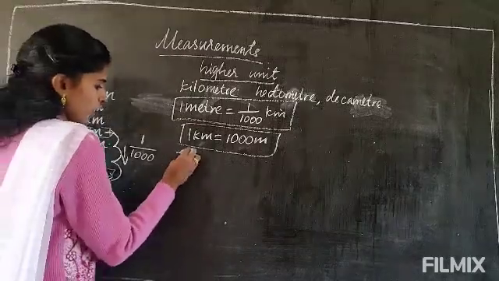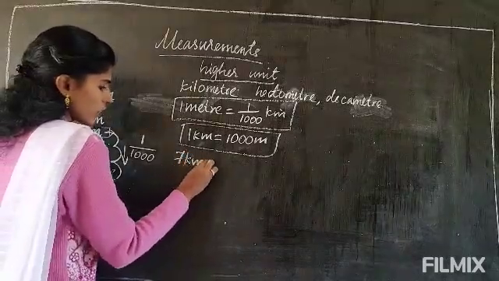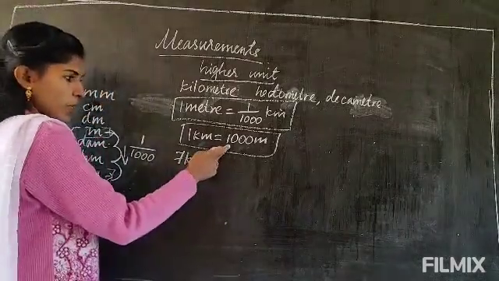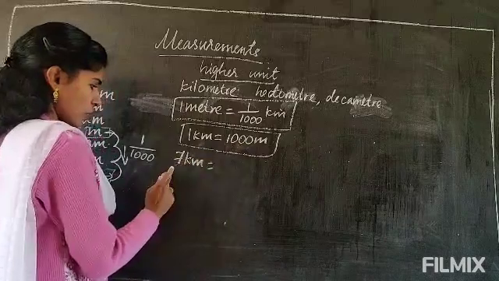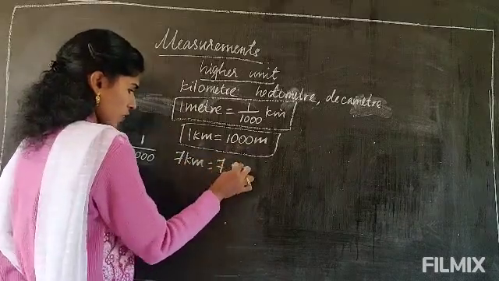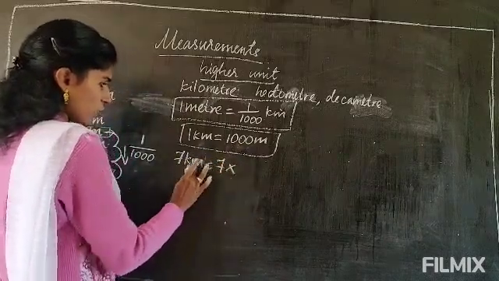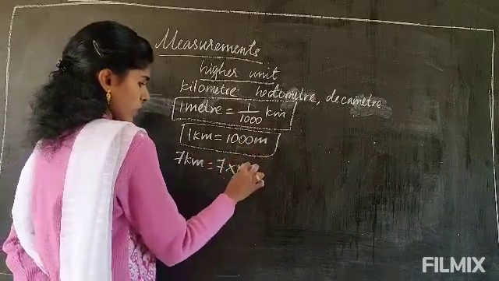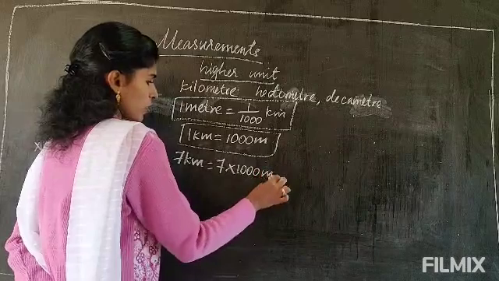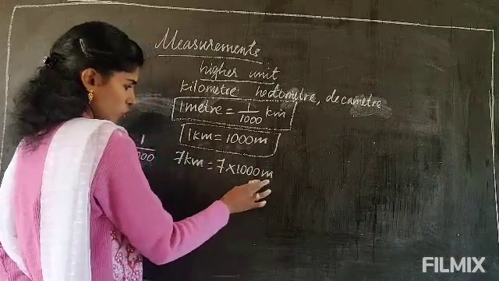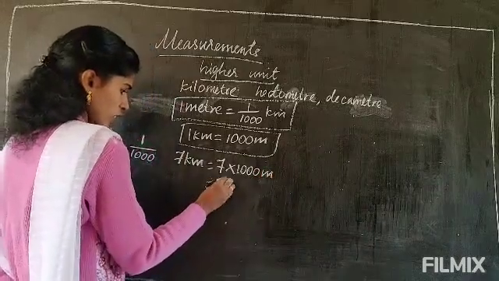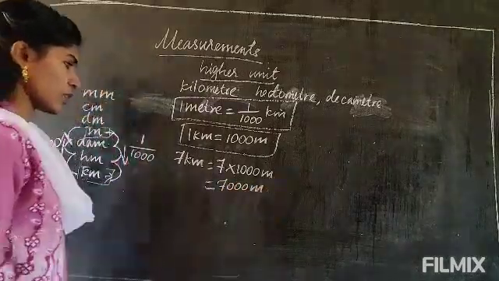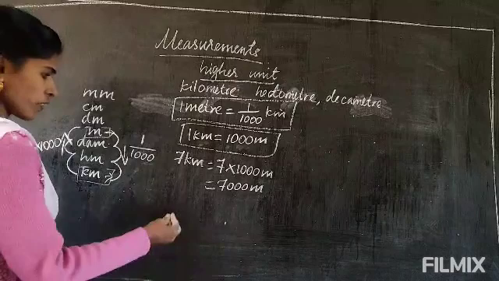Suppose 7 kilometer is given. How many meters will it be? You have to multiply by this number. 7 kilometer equal to 7 into, instead of kilometer, you put 1000 meter. Multiply 1000 meter. This meter you have to write, don't leave it. Now 7 into 1000, 7000. So it will be 7000 meter. 7 kilometer equal to 7000 meter.